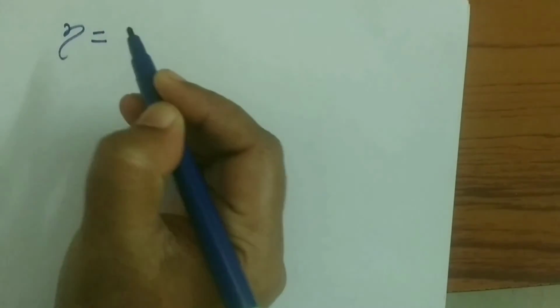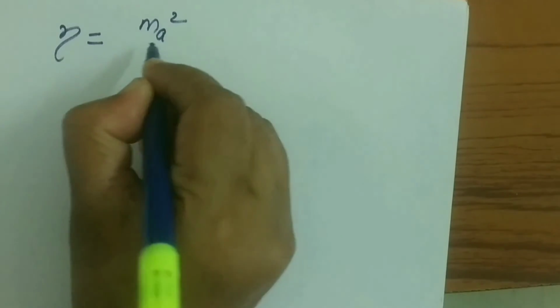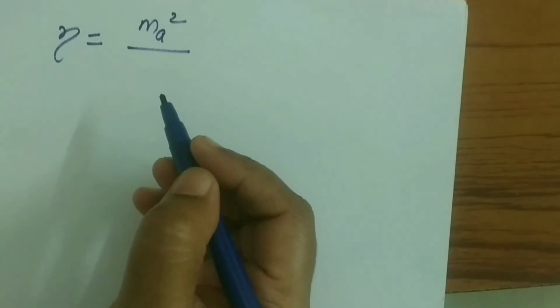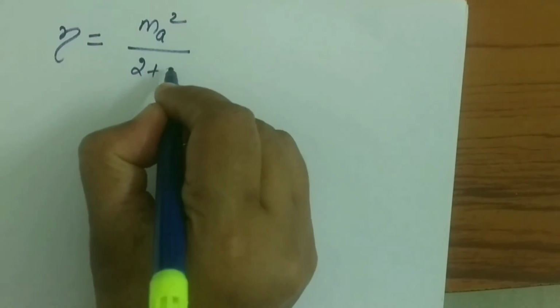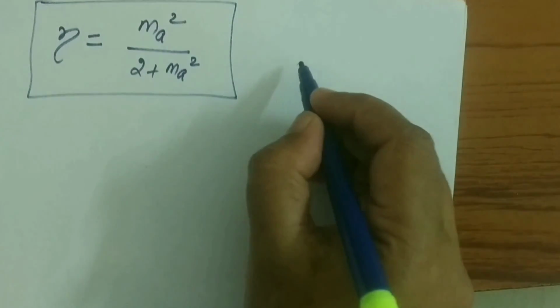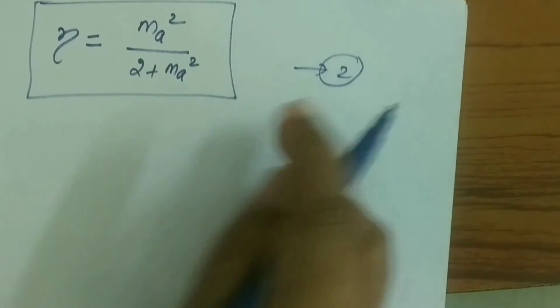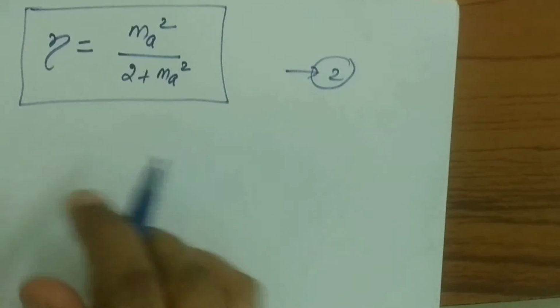Then it will be ma squared divided by 2 plus ma squared. So this is the efficiency equation for amplitude modulation, the transmission efficiency equation for amplitude modulation.